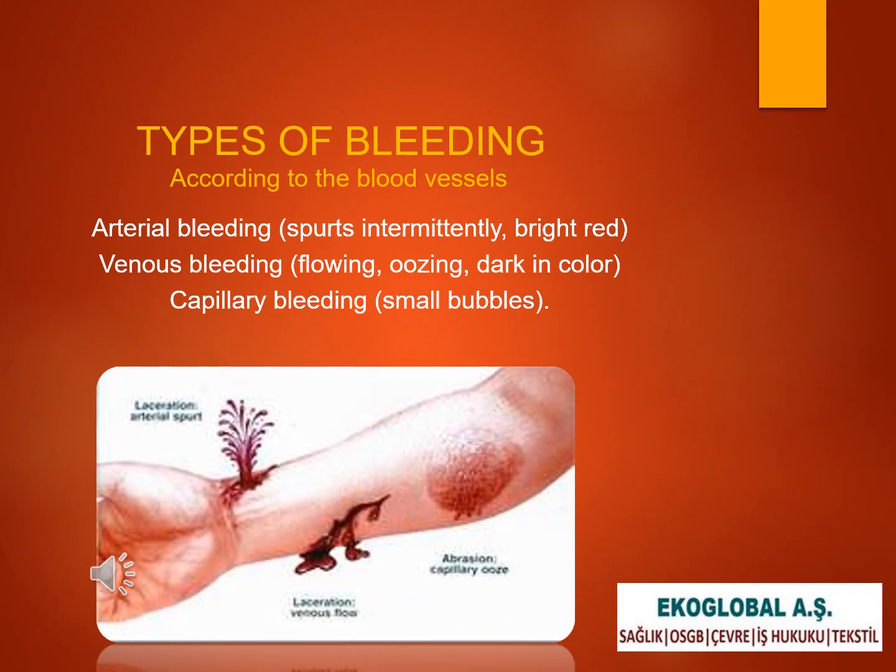Arterial bleeding spurts and is bright red. Venous bleeding flows or oozes and is darker. Capillary bleeding appears as small bubbles or oozing.